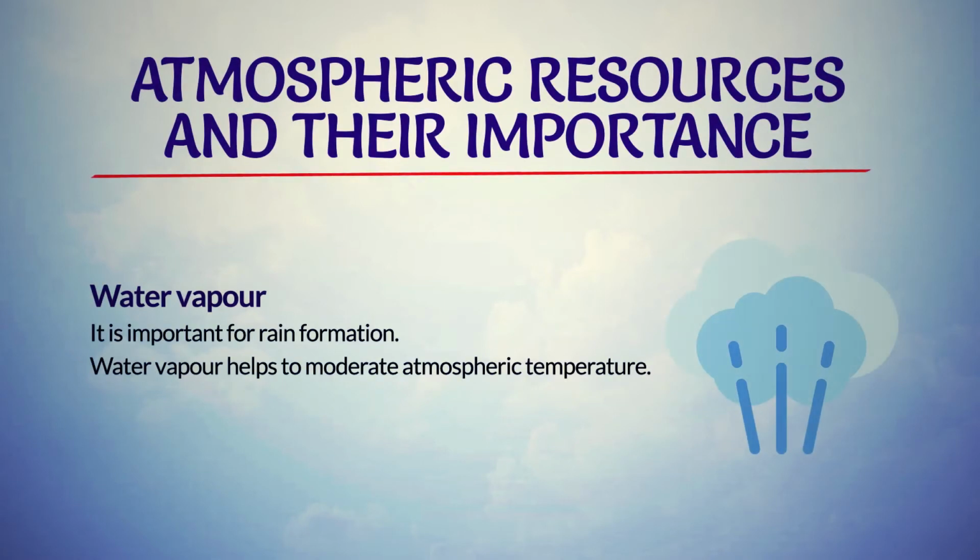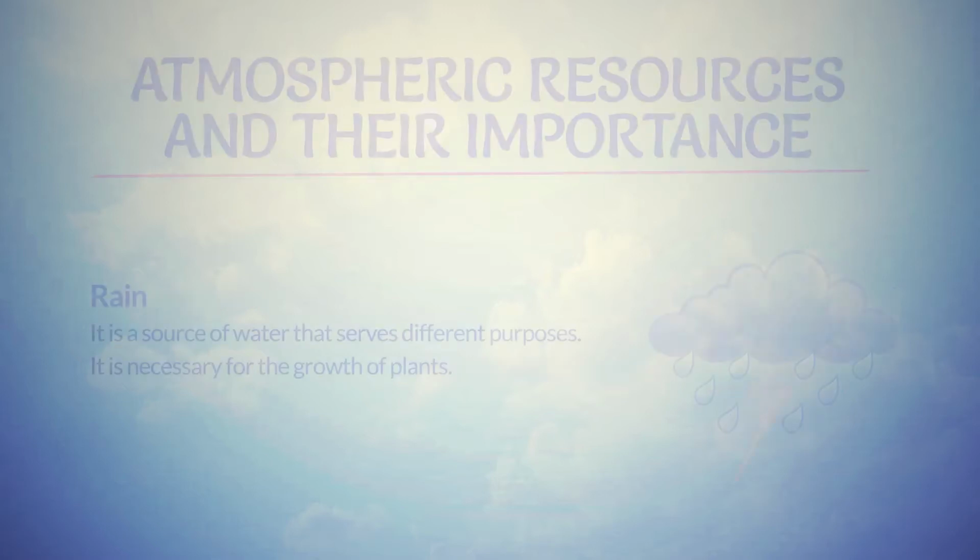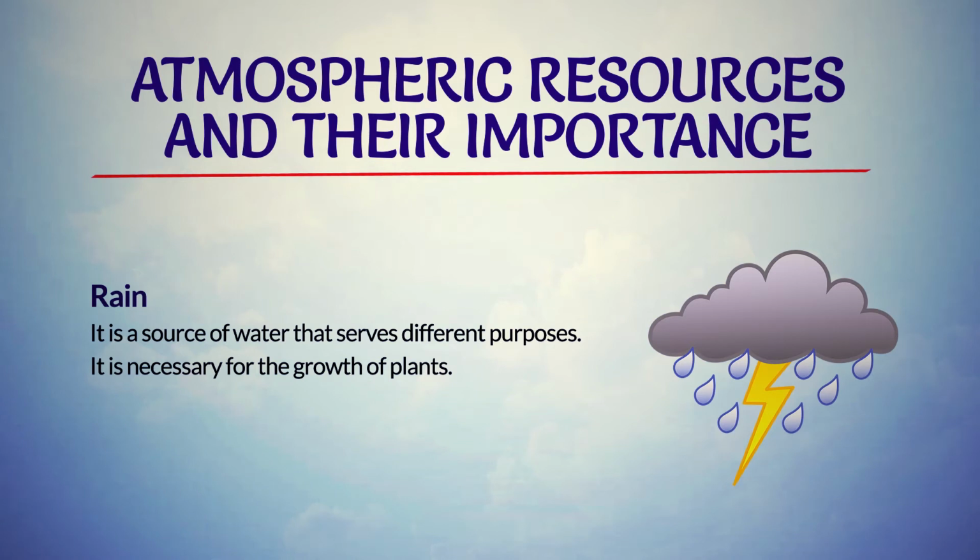Water vapor. Water vapor is important for the formation of rain. Water vapor also helps to moderate atmospheric temperature, which in turn helps in cooling the earth. Rain. Rain is a source of water that serves different purposes. It is also necessary for the growth of plants.